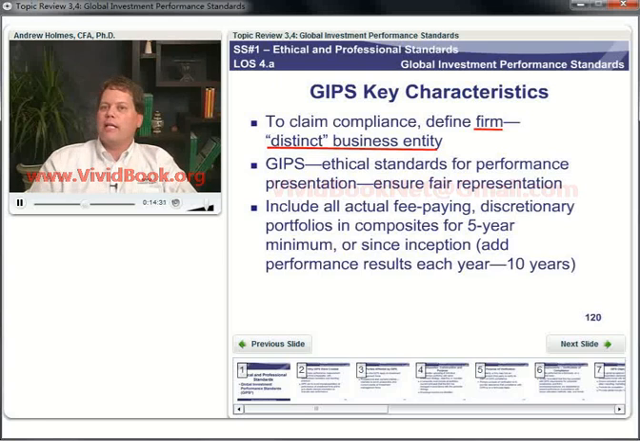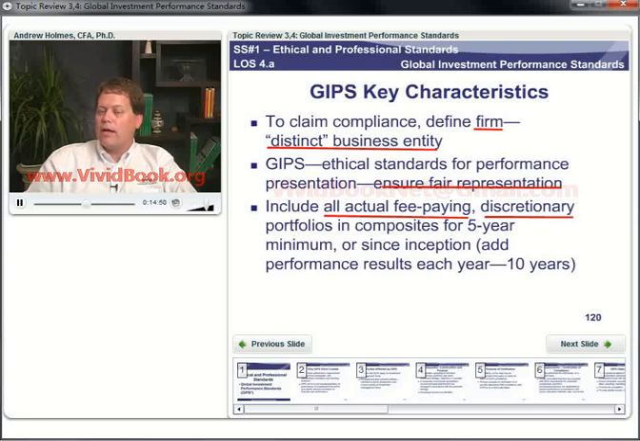Of course, we're dealing with ethical standards for performance presentation, and we're trying to ensure fair representation of our results. And we're going to include all actual fee-paying discretionary portfolios in a composite for a 5-year minimum, or since inception.